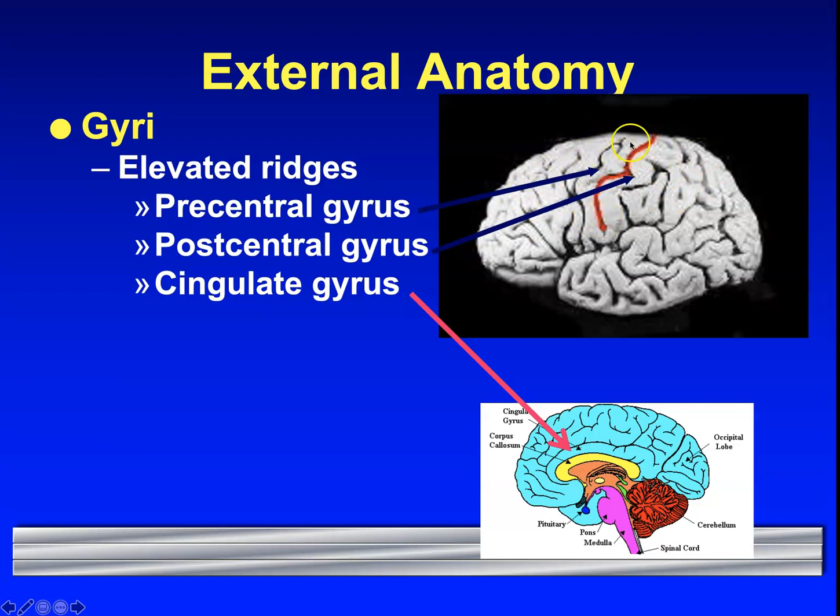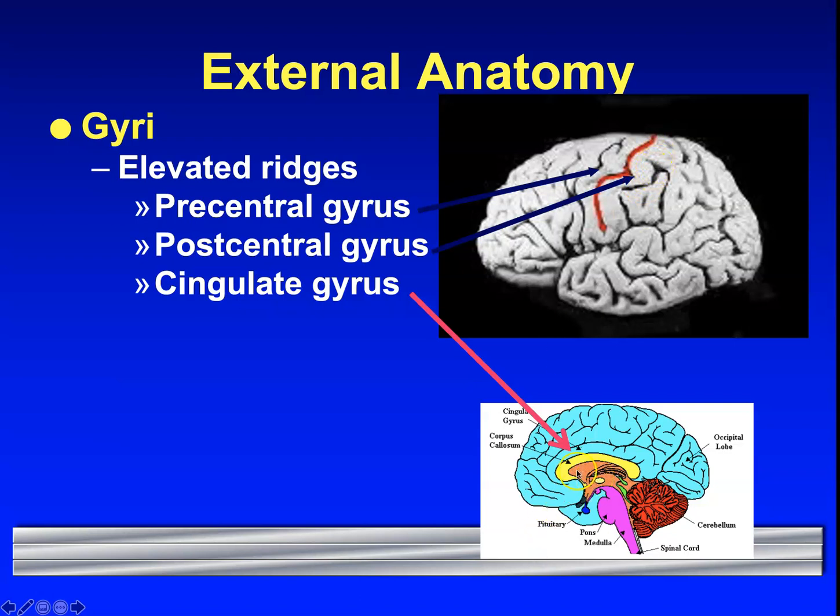This gyrus, this elevated ridge of tissue in front of the central sulcus, is called the precentral gyrus. That is the primary motor area. That's where you're going to start voluntary movement. This area behind the central sulcus in the parietal lobe is called the postcentral gyrus. That's the primary somatosensory area. That's where sensation of touch goes.